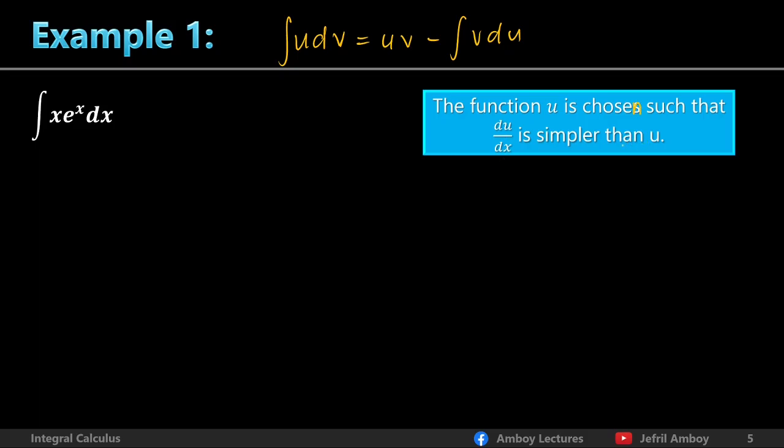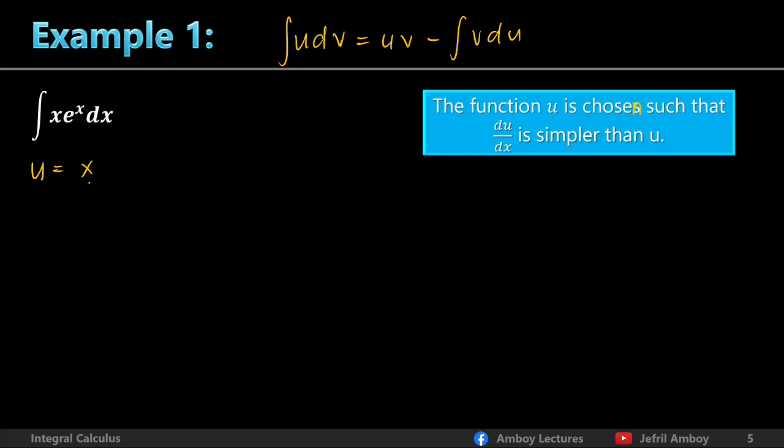Anong ibig kong sabihin? Kung pipili ka kung alin ang gagawin mong u, kung x ba yan or e to the x, dapat yung makukuha mong derivative simpler, mas simple, kumpara dun sa kinunan mo ng derivative. Dito naman, obvious eh. Bakit? Kasi pag kinunan mo ng derivative yung x, ang makukuha mo 1. And 1 is simpler because it's a constant. Diba? Pag ito naman ginawa kong u, e to the x, tapos ang derivative niya, e to the x pa rin, so walang nagbago. That's why the suitable u here is actually x.